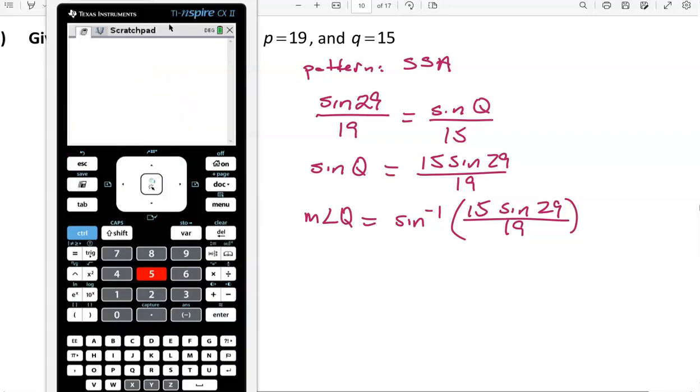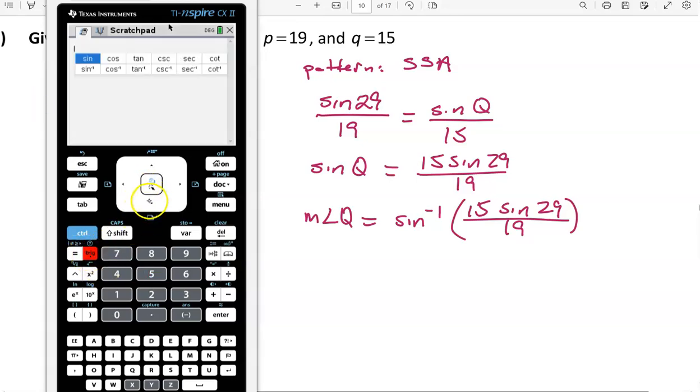Next, we need to enter this into the calculator, and remember, sine is ambiguous when solving for the angle. If we are looking for an angle that's somewhere between 0 and 180, if sine is a positive number, then there are going to be 2 solutions, one acute, one obtuse. Calculator will give us the acute value.